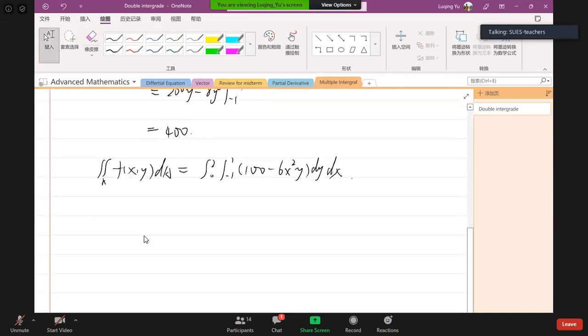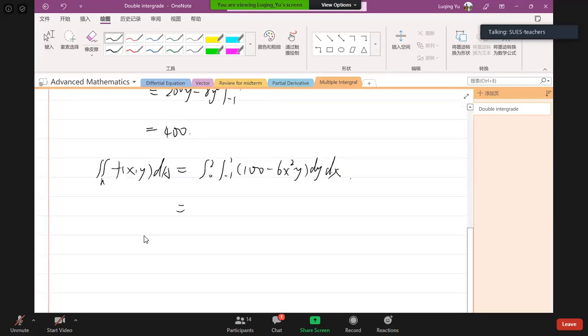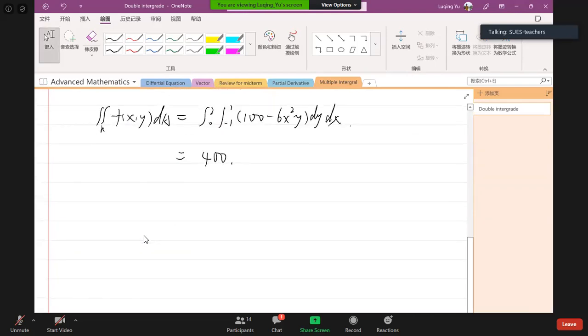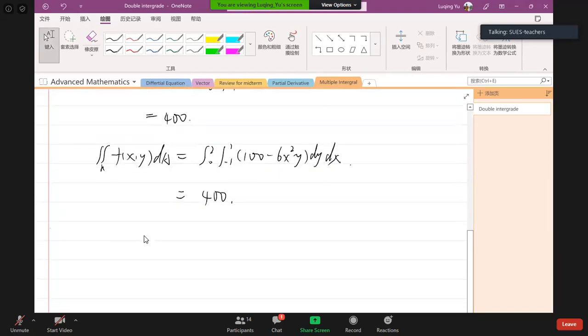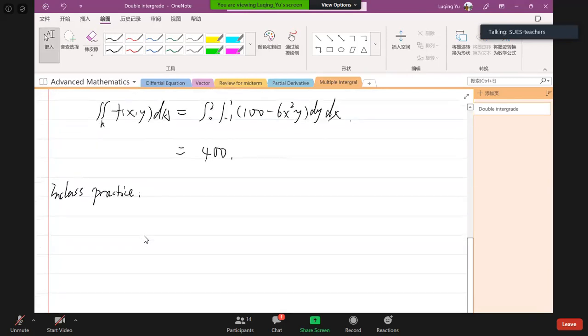Okay, I'm going to skip all the detailed parts for the integrals, and this part is going to be 400. Okay, so then let's see about this. So I'll give you a chance. Let's use the in-class practice. This is an example in our textbook, but I do want you guys to do this as an in-class practice.